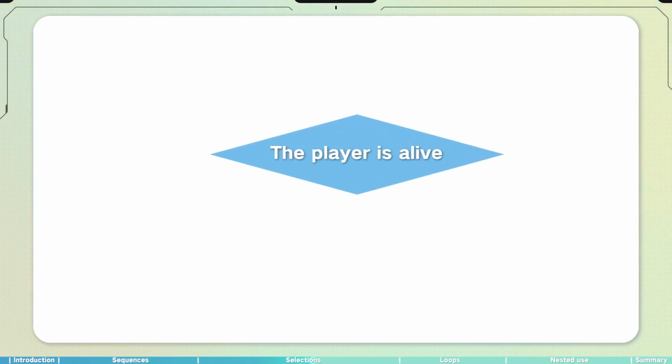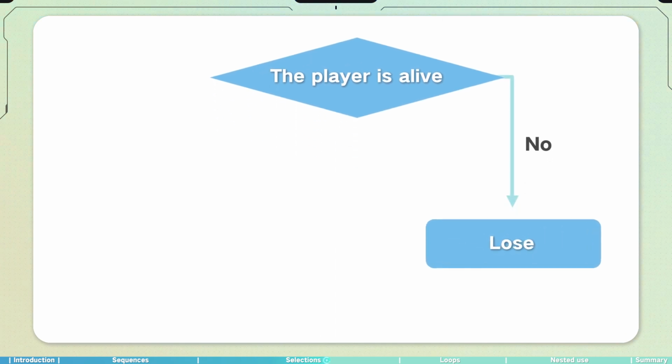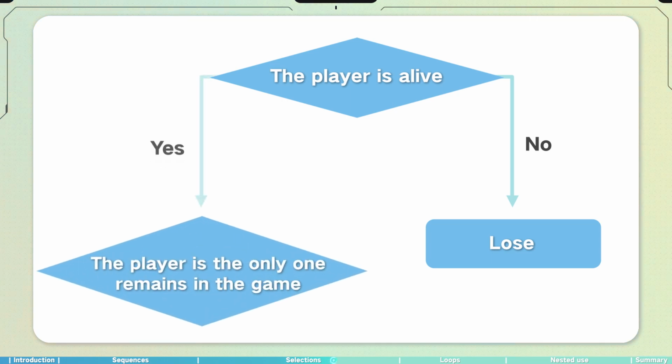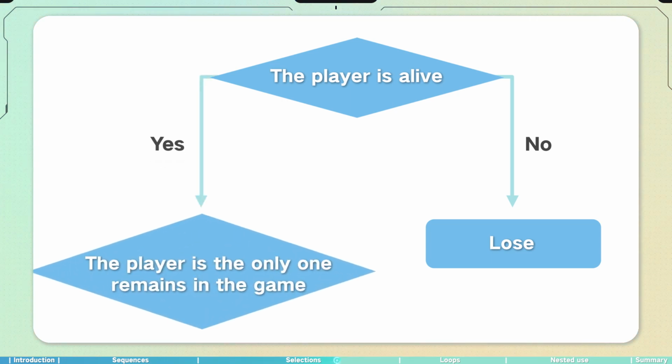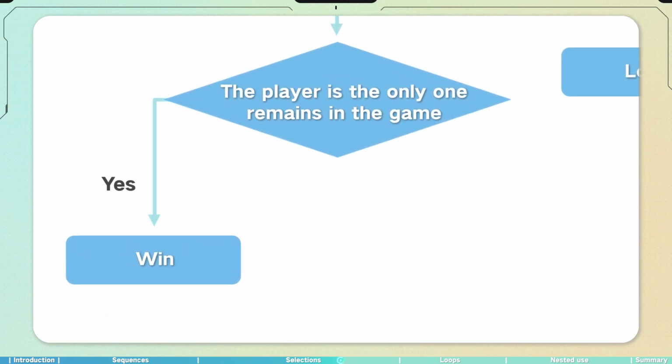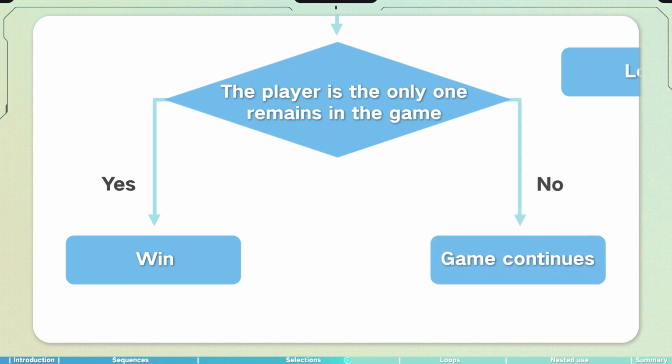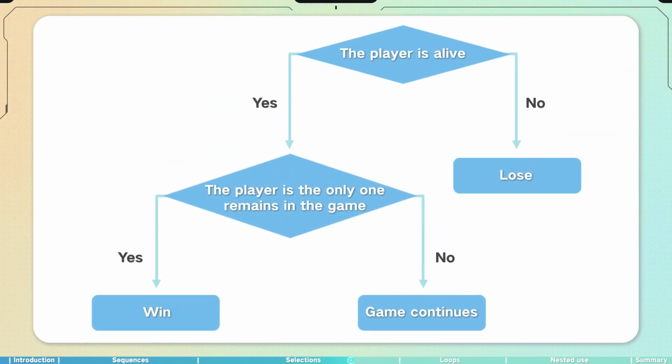In Battle Royale games, the player only wins when he is alive and he is the only one remaining. First, we need to check whether the player is alive. The player loses the game if not. After confirming the player's state, we also need to check whether the player is the only one remaining in the game. The player wins the game if it is true. Otherwise, the game continues. In this example, we use nested selection structure to check multiple conditions. You can continue to nest more selections to check more conditions.